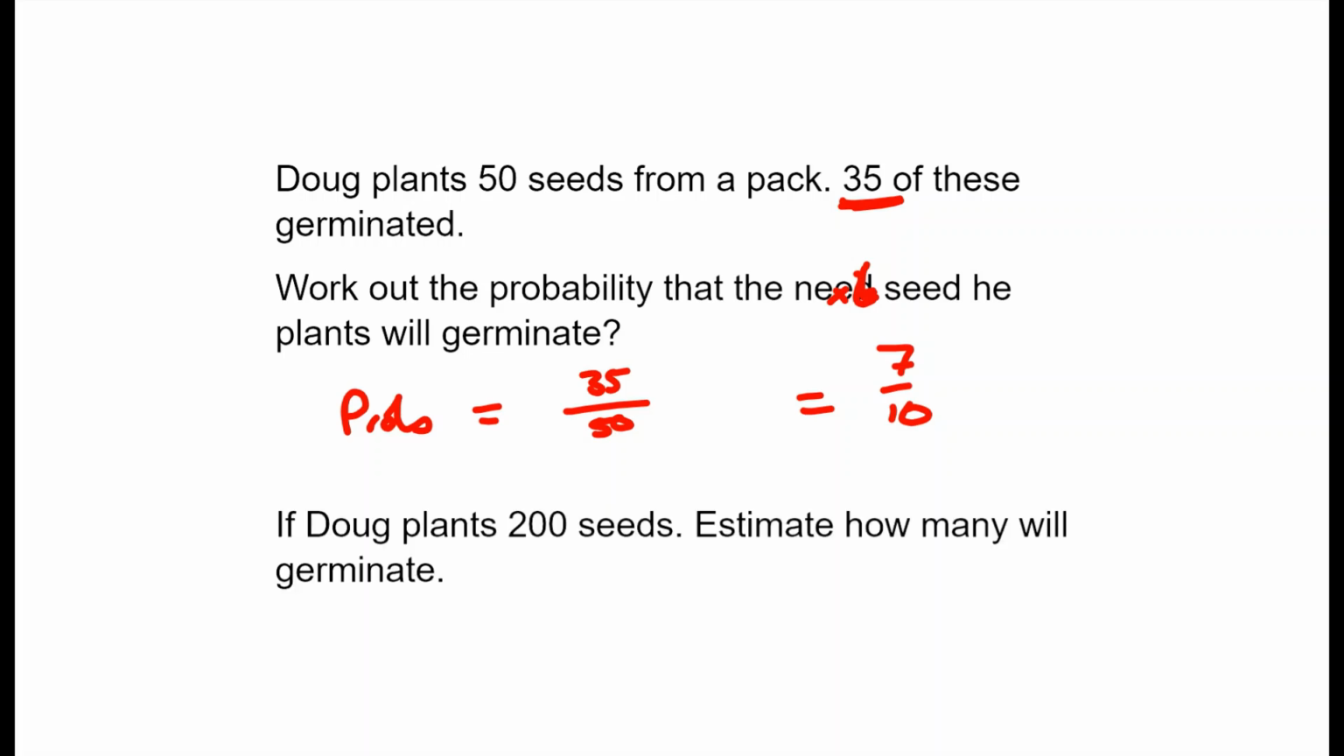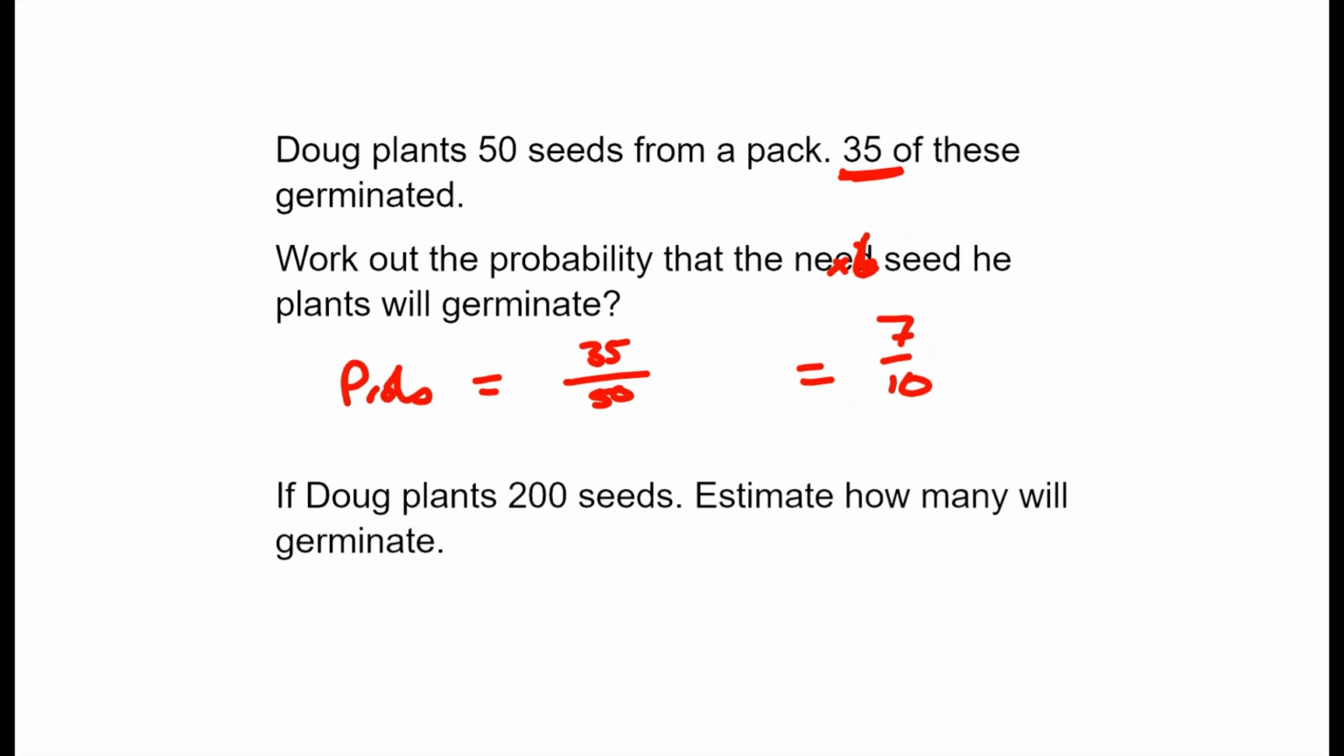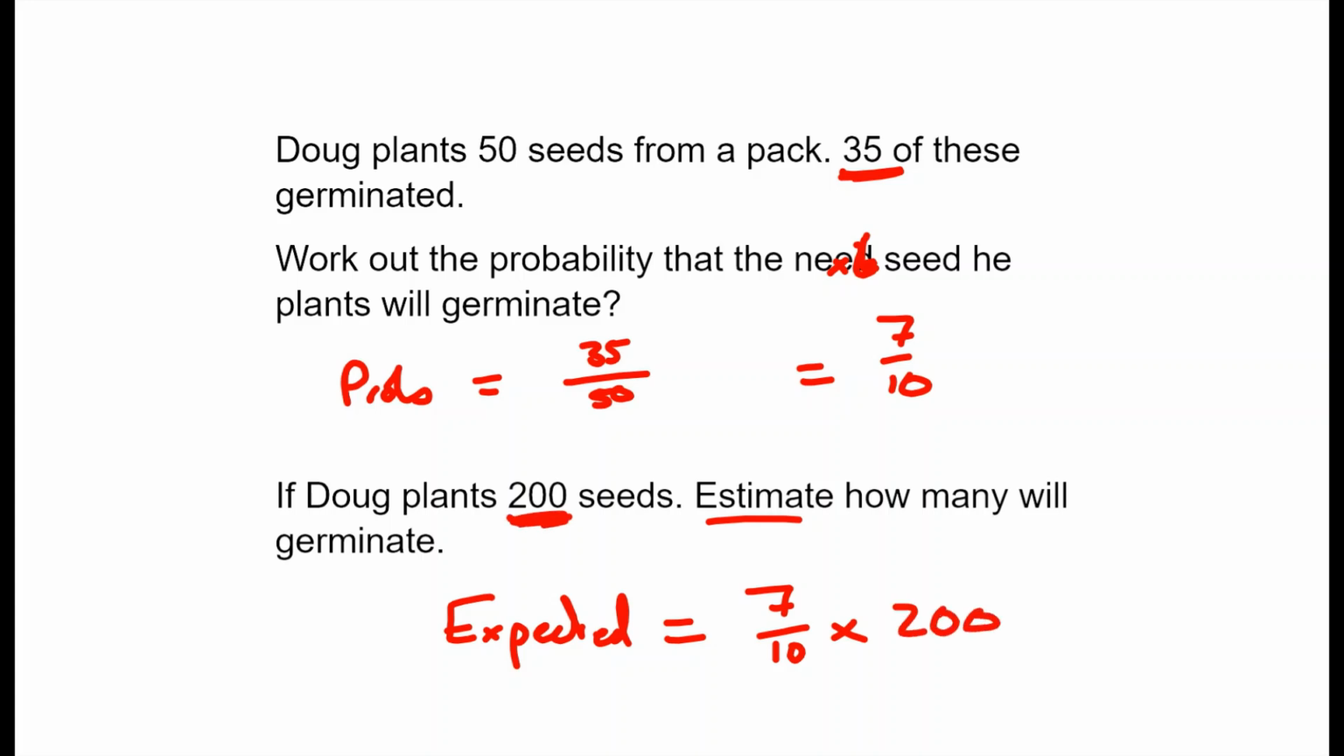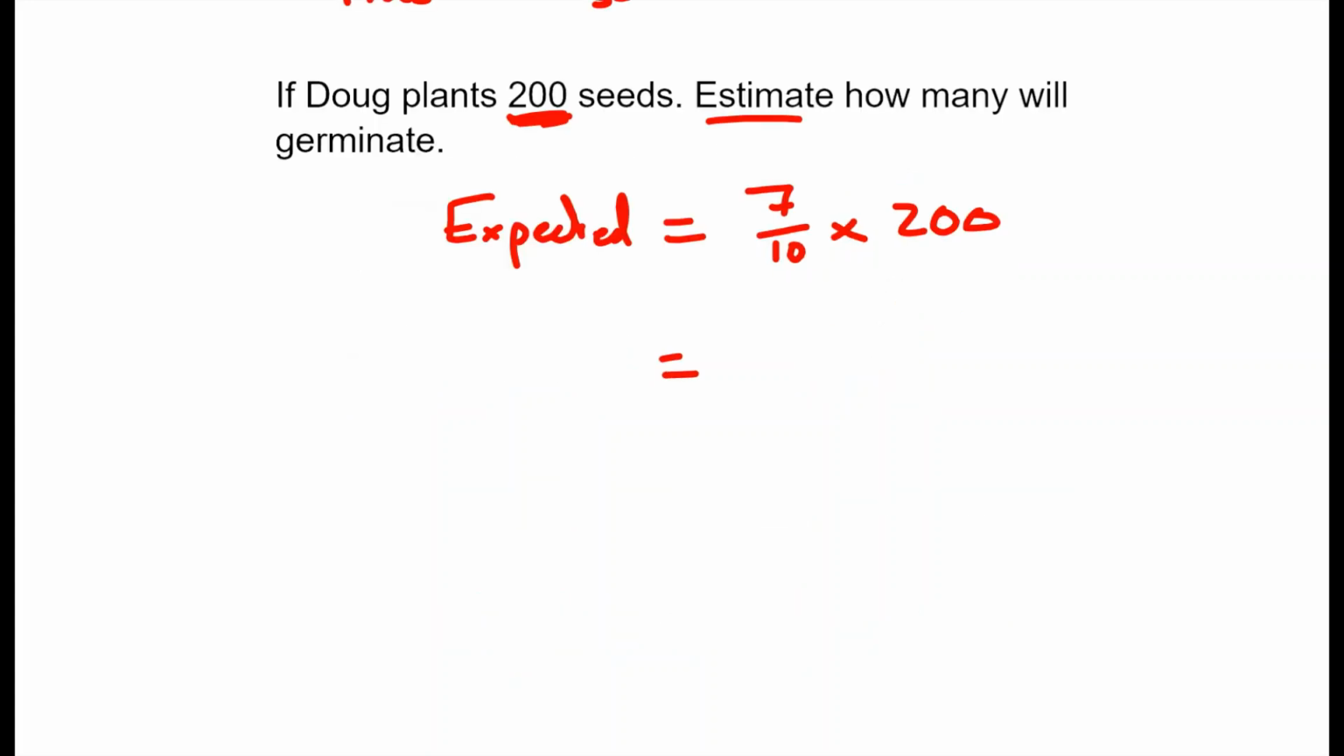Now, part B, or the second part: if Doug plants 200 seeds, estimate how many will germinate. So this is an expected outcome. So our expected number to germinate will be our probability, which we've just worked out as 7/10, multiplied by how many times we're doing it. Well, if he plants 200 seeds, we're doing it 200 times. So 7/10 multiplied by 200, well, I'm going to divide by 10, and then I can times by 7, 140. So I would expect 140 of those seeds to germinate.